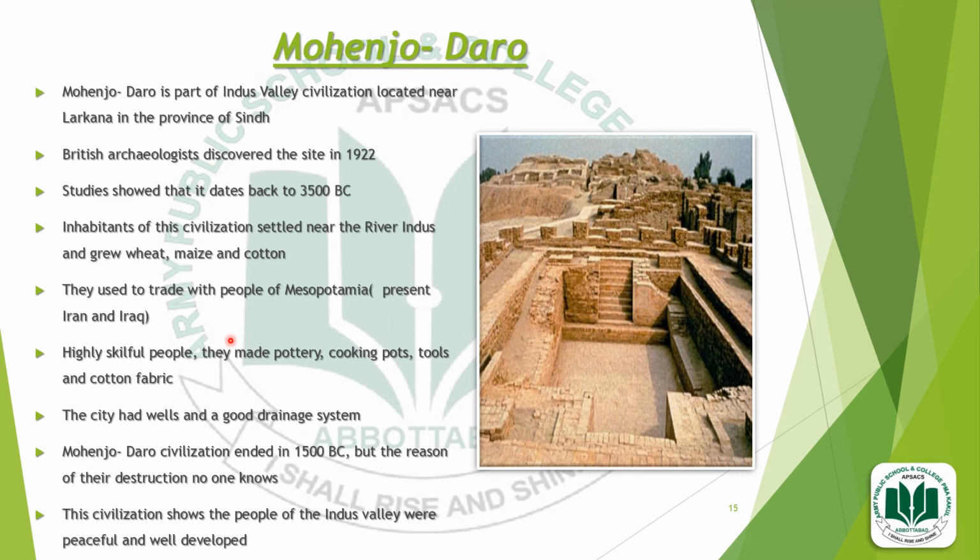Highly skillful people, they made pottery, cooking pots, tools, and cotton fabric. The city had wells and a good drainage system. Mohenjo-daro civilization ended in 1500 BC, but no one knows the reason for their destruction. This civilization shows the people of the Indus Valley were peaceful and well developed.